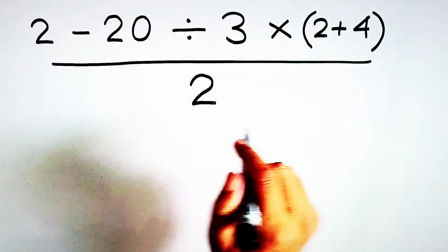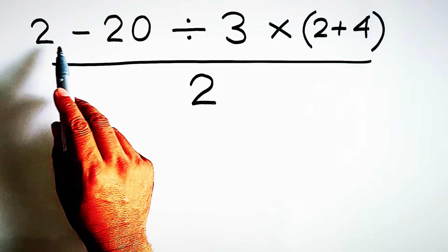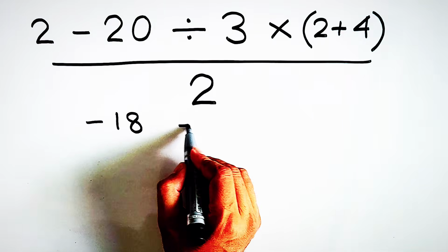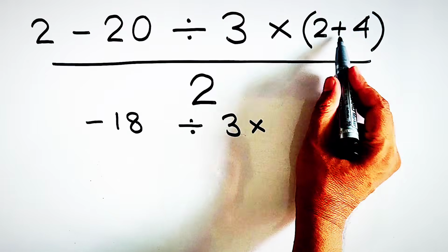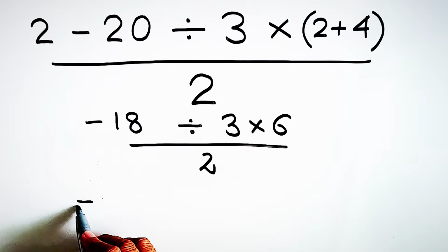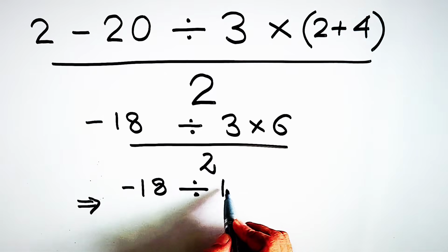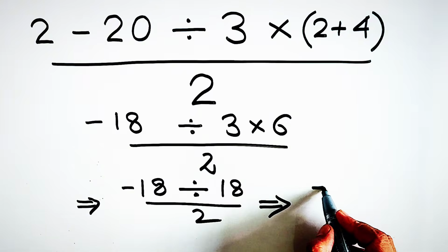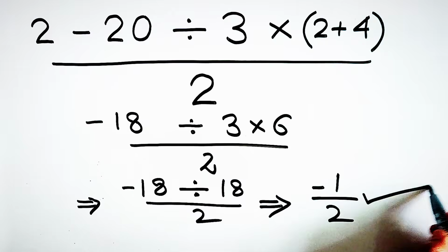Let us handle this question. 2 minus 20 divided by 3 times 2 plus 4. 2 minus 20 gives us minus 18 divided by 3 times, this will be equal to 6 divided by 2. Now minus 18 divided by 18 over 2. This will be equal to minus 1 over 2, which will be our answer.